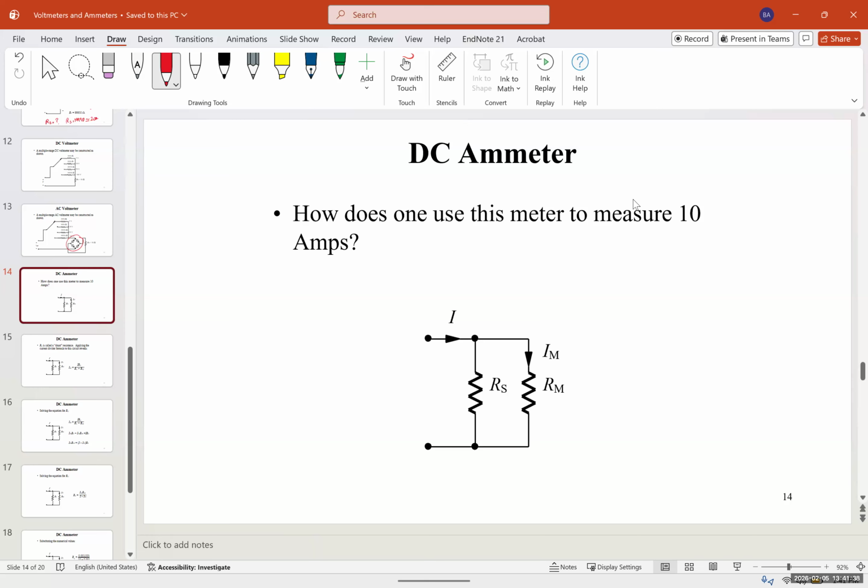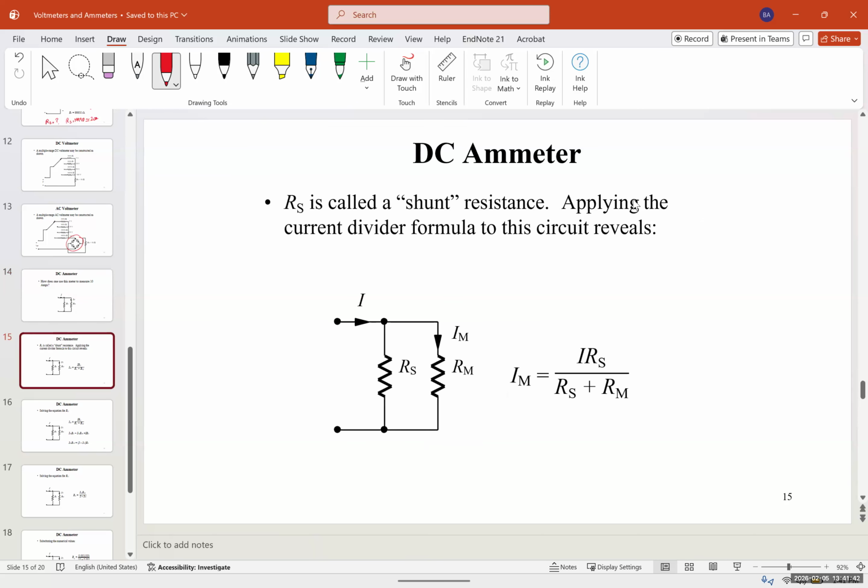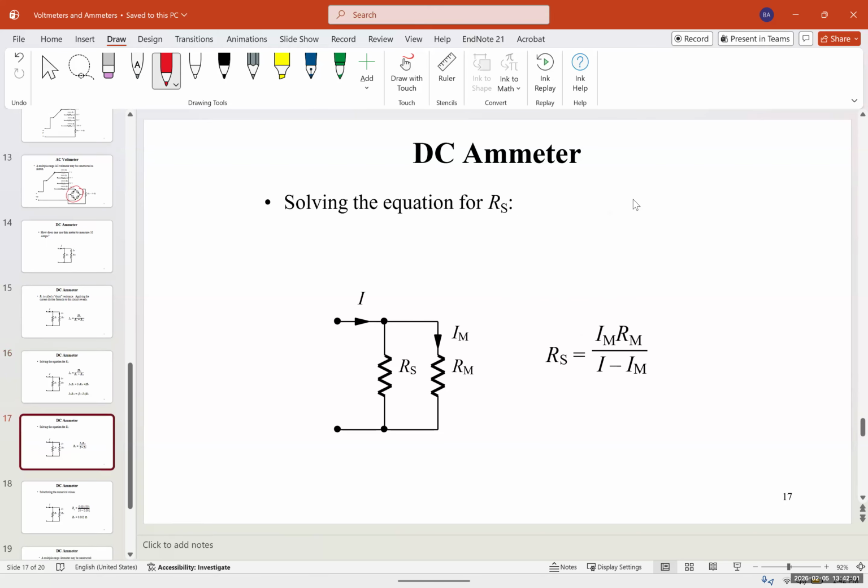Now, using a current divider equation, the same thing that I did for a voltage divider, I can do it here for the current divider to see how much current is passing through my parallel resistor and also the coil. So I can measure the RS and RM, which is the current going through the coil. And using the current divider equation, I can get RS, which is going to be IM RM over I minus IM.